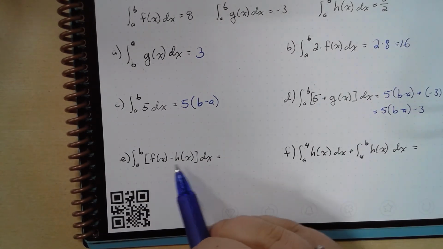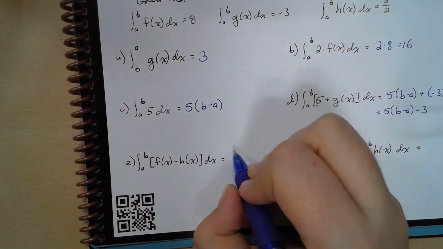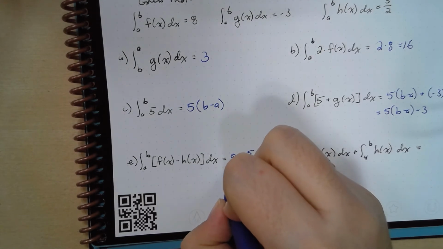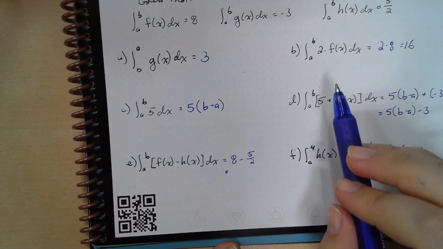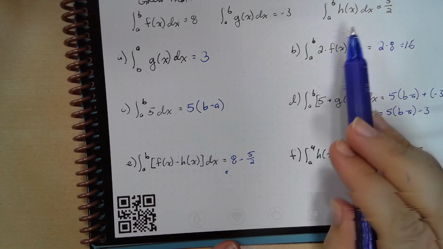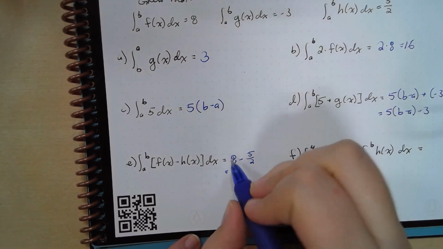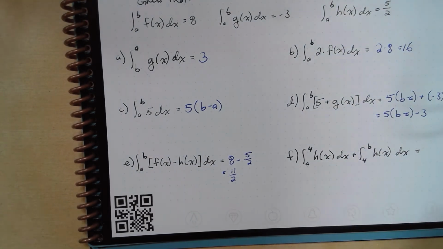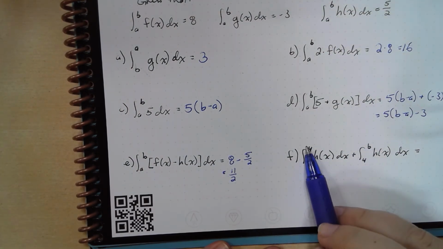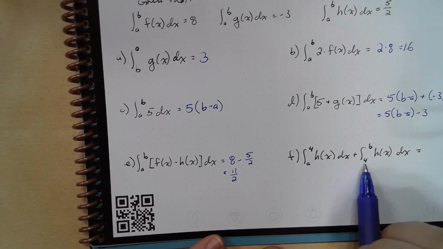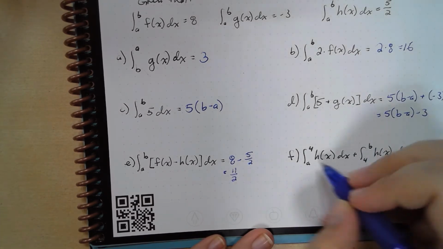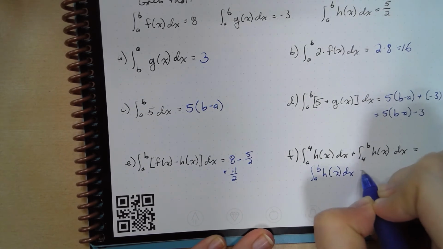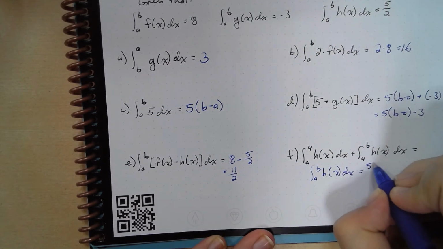The integral from a to b of f of x minus h of x dx is going to be equal to 8 minus 5 halves, which is going to be equal to 16 minus 5, which is 11 halves. Okay? And the integral from a to 4 of h of x dx plus the integral from 4 to b of h of x dx is equal to the integral from a to b of h of x dx, which is just equal to 5 halves.